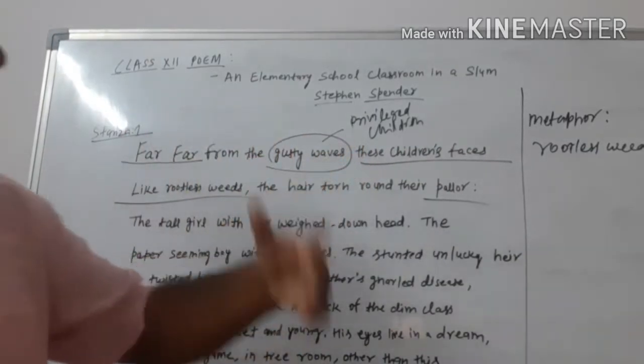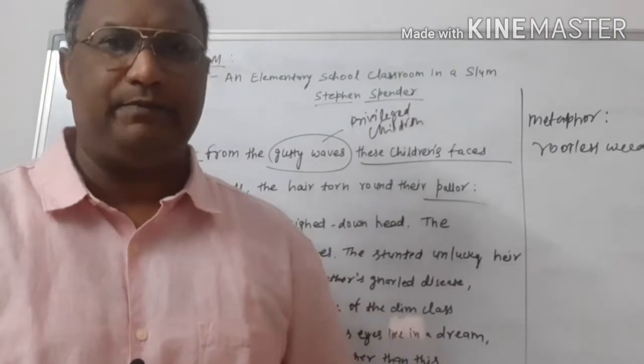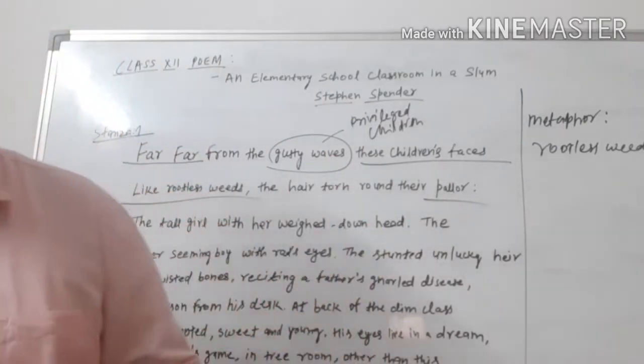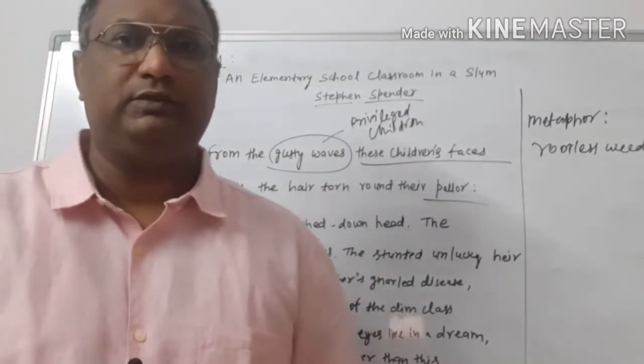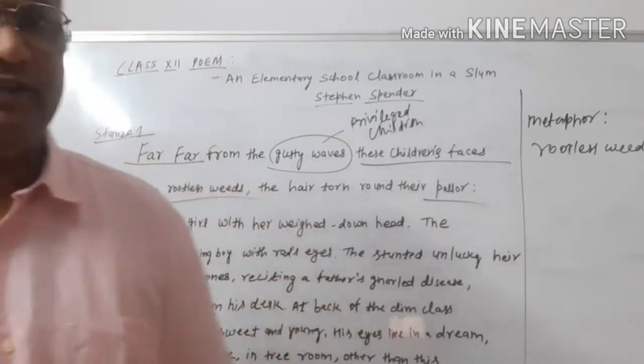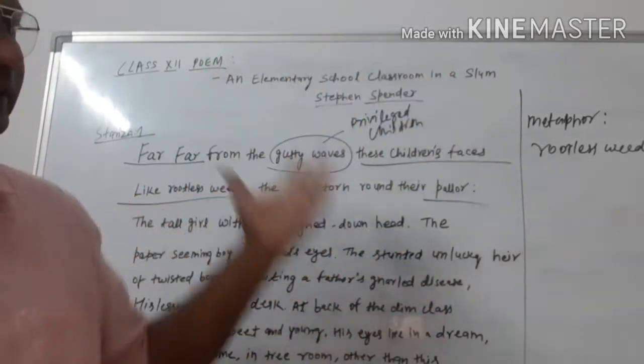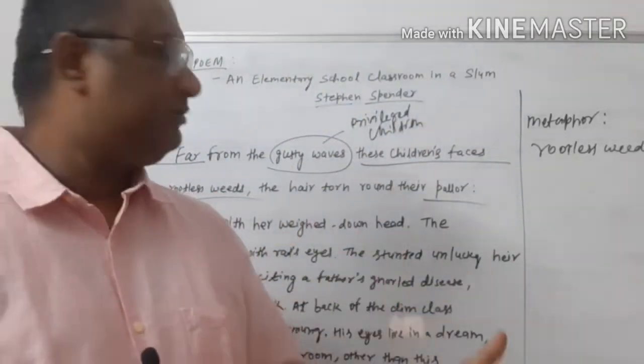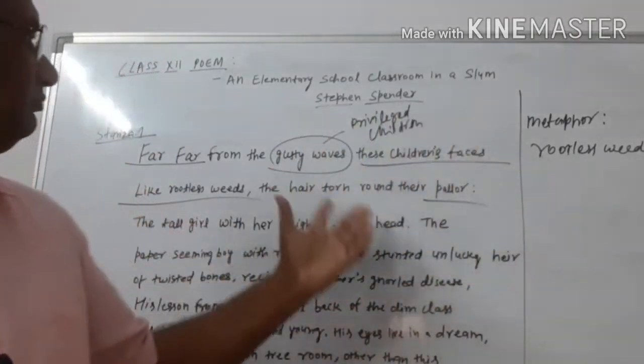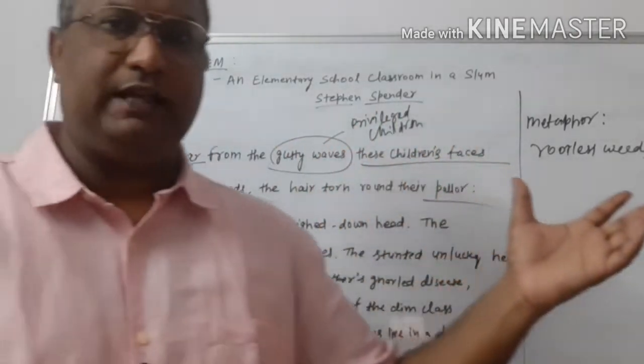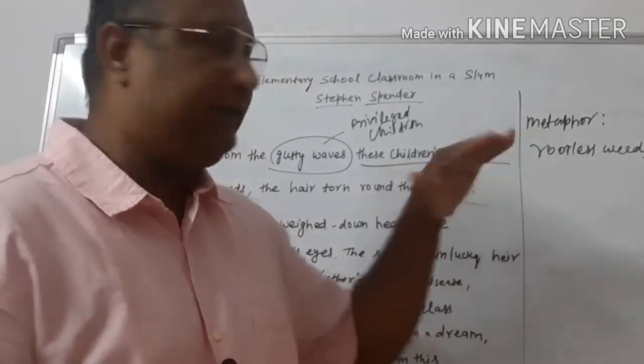The hair torn around their pallor, their hair is unkempt. They do not take care of their hair because they don't have basic amenities. So it is kept unkempt and scattered around their pallor face, weak face.